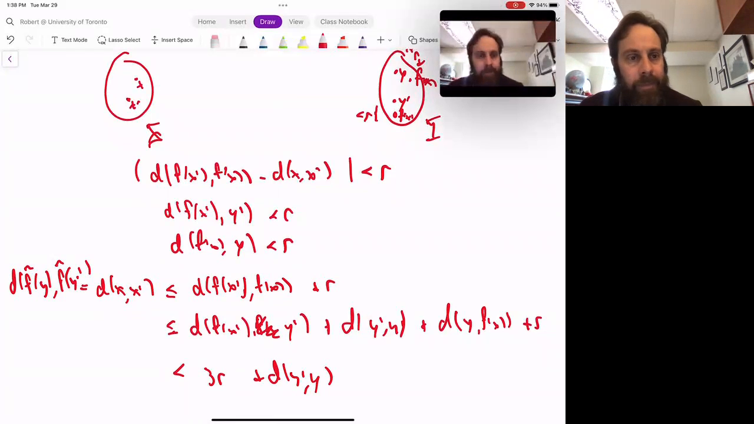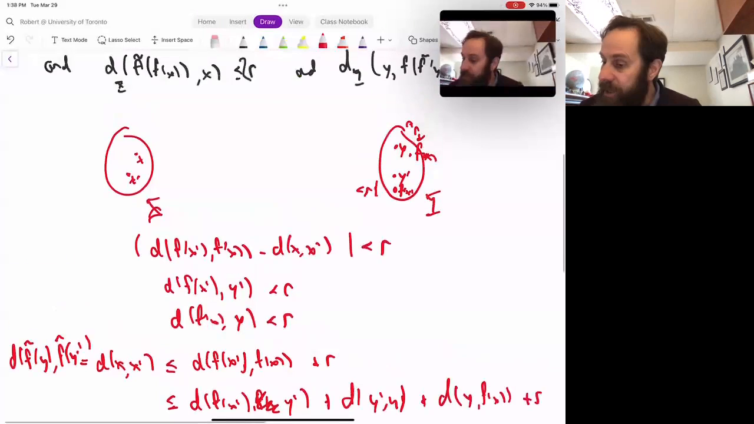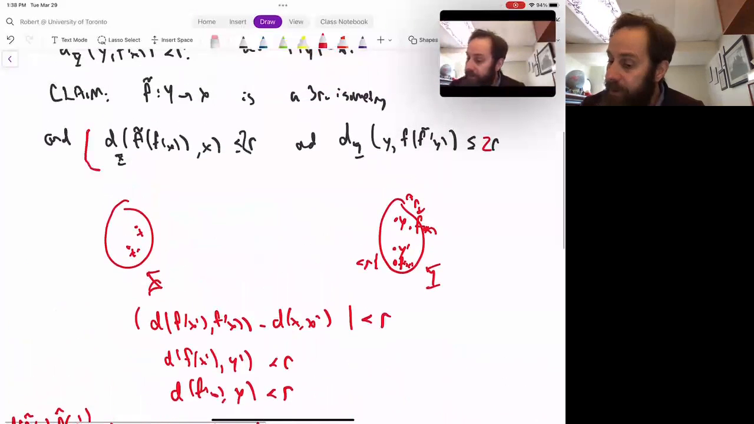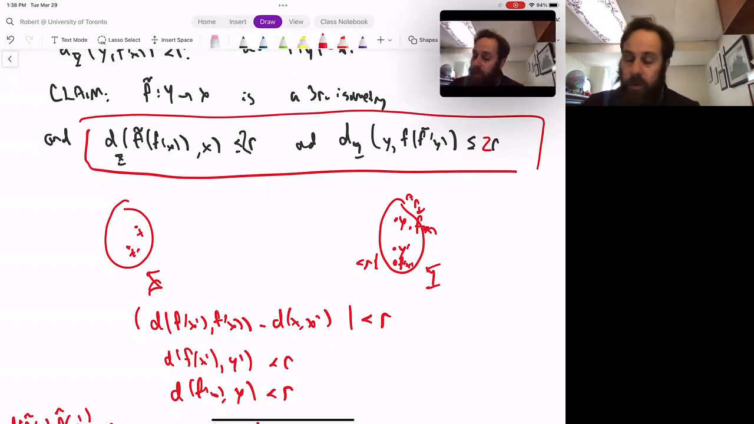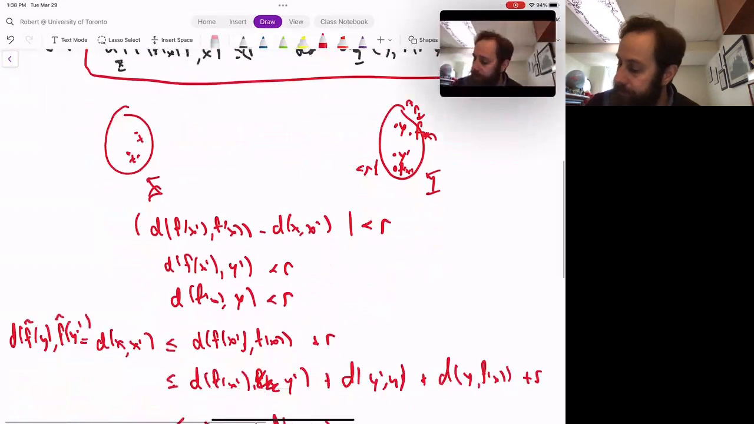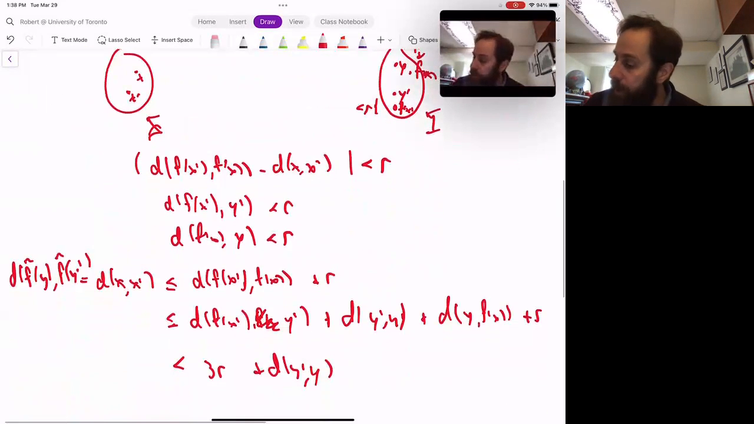And it's equally easy to check these other 2 facts here, that when you compose F with F tilde in either order, you get something that's not distorting things by more than 2R. Okay.